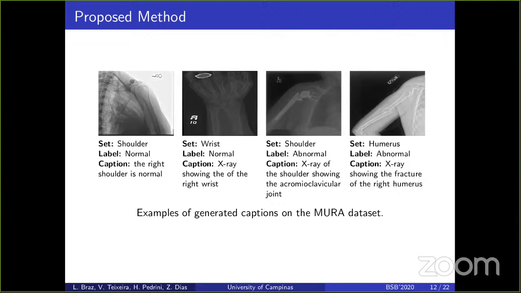But not all the generated captions are good captions. We're going to talk about this later. But we can see an example in the second image, an image from the wrist set, whose actual label is normal, but the generated caption presents no relevant semantic information: "X-ray showing of the right wrist."